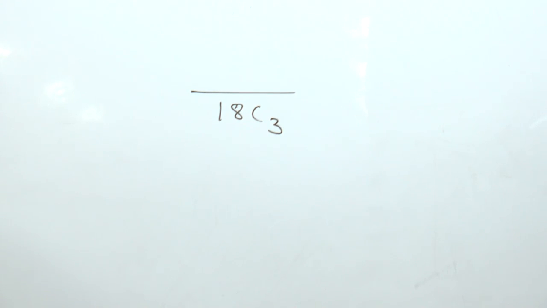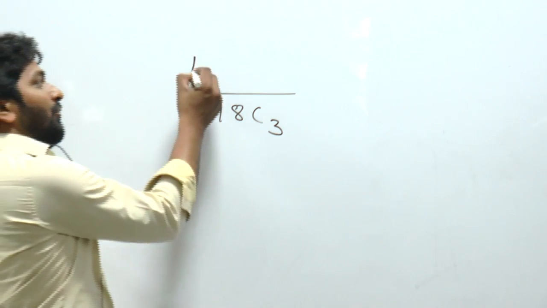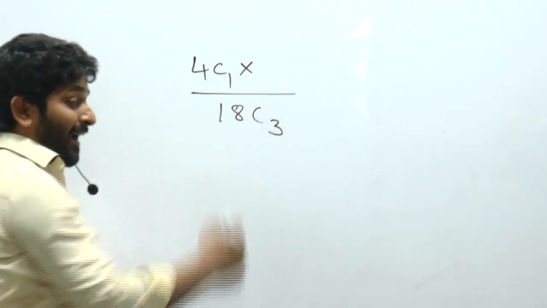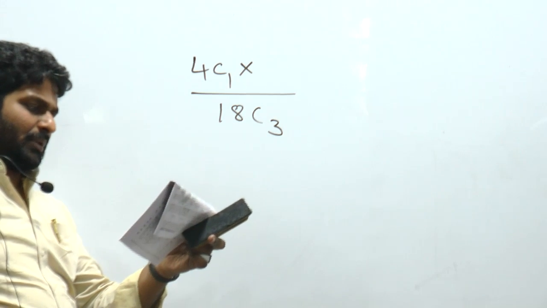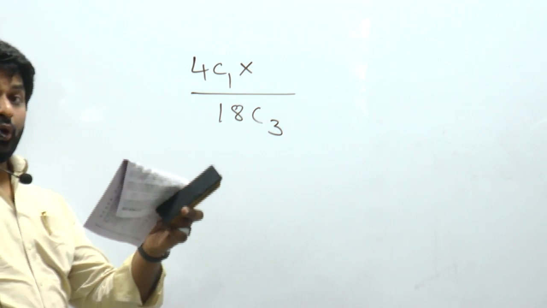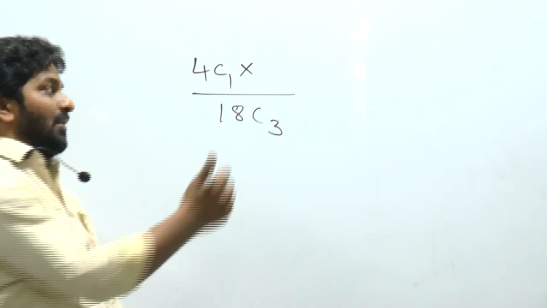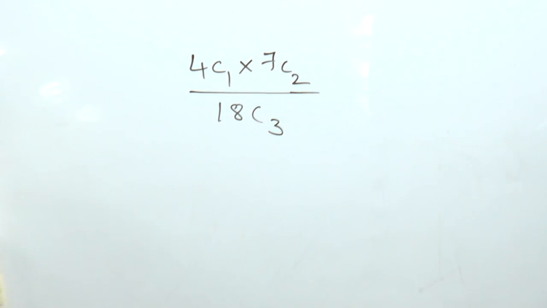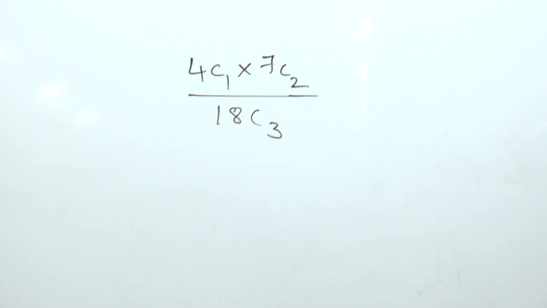Favorable items. Out of 3 balls, you are expecting 1 ball to be red. How many red balls we have? 4. You are expecting 1 out of 4, 4C1 and into. How many blue balls? 2 blue balls out of 7. So you can do it in 7C2 ways. Can you do that? How much is your answer? 7 by 68.